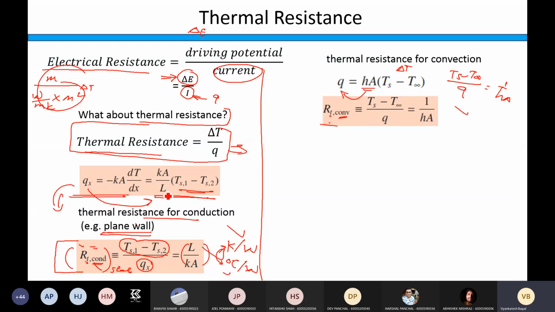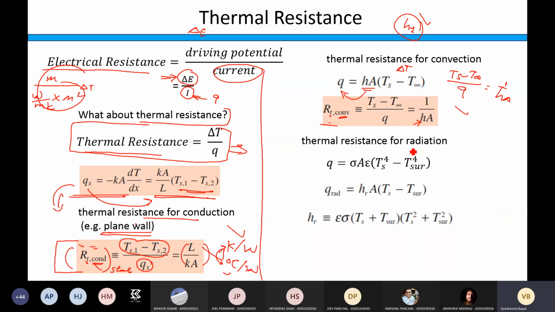Now on similar lines, we'll also define thermal resistance due to radiation. If you remember, maybe 2-3 lectures back, I made a statement about why we call this h a convective heat transfer coefficient. Because you can define one more term called the radiative heat transfer coefficient. I am going to use the symbol h_r to represent that. So that's why this h is called the convective heat transfer coefficient. Now the thermal resistance due to radiation.